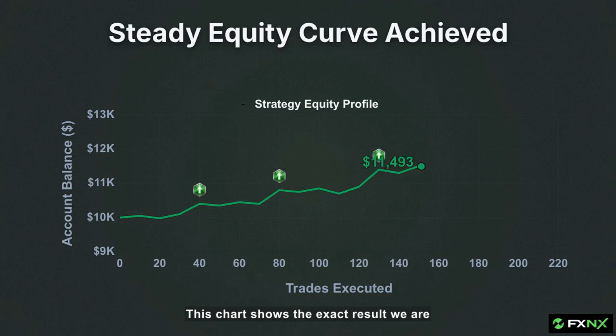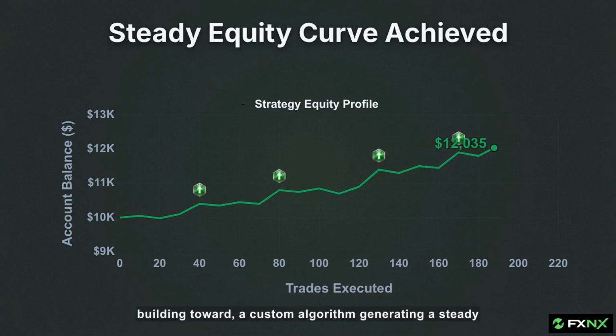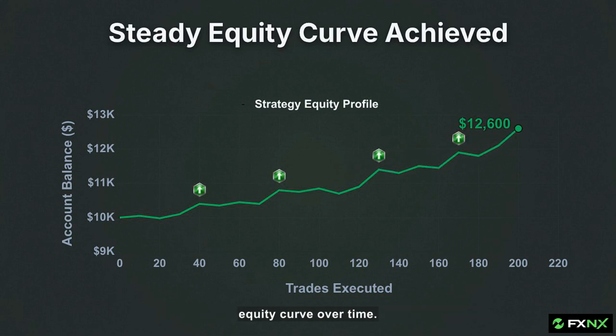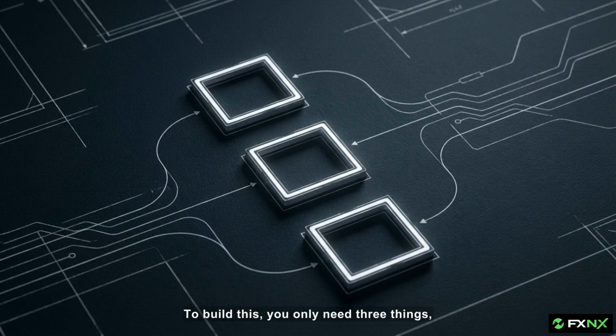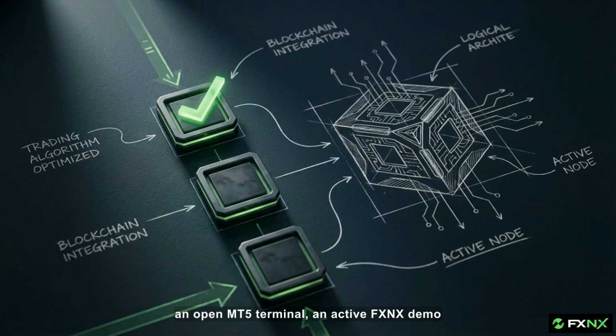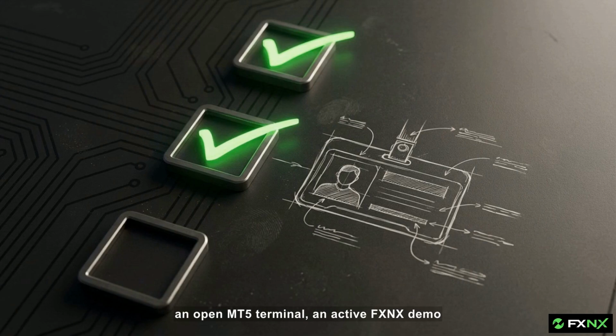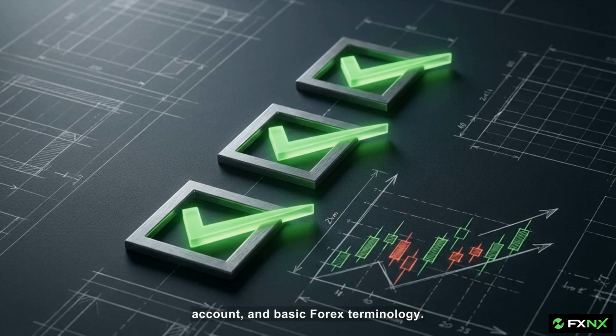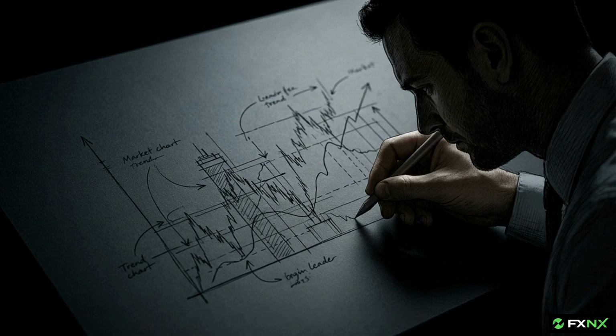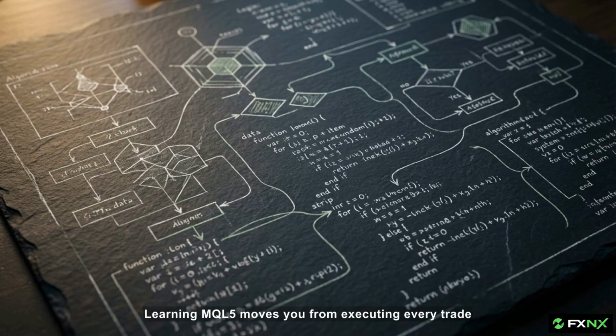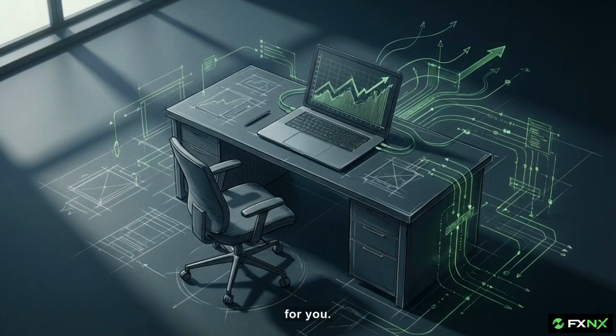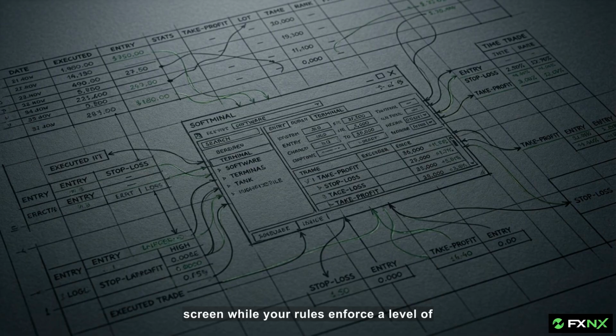This chart shows the exact result we are building toward, a custom algorithm generating a steady equity curve over time. To build this, you only need 3 things: an open MT5 terminal, an active FXNX demo account, and basic Forex terminology. Learning MQL5 moves you from executing every trade manually to writing instructions that the terminal follows for you. This allows you to step back from the screen while your rules enforce a level of discipline that is difficult for a human to maintain.